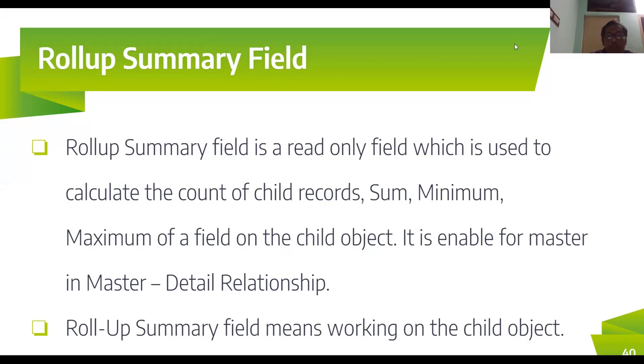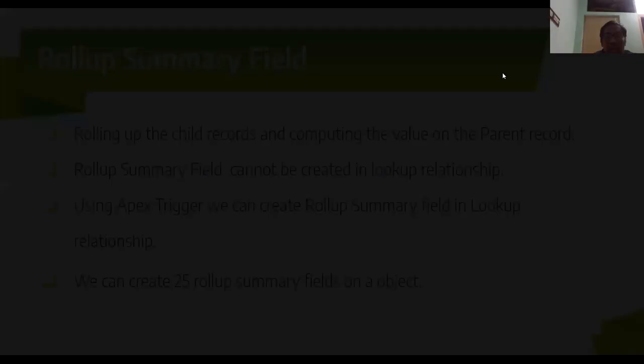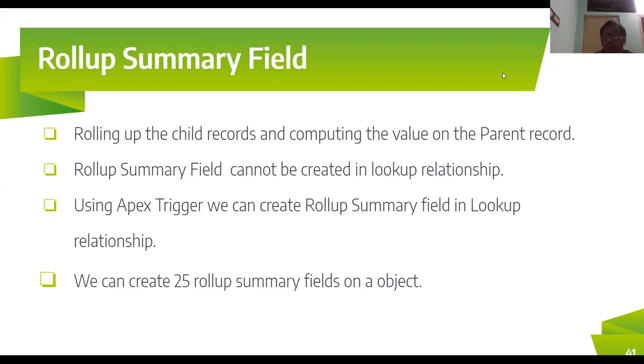So what do we do using Rollup summary? We calculate the count, maximum, minimum, or sum of fields, and then we display it on the master object. Rollup summary fields work on the child object, rolling up the child records and displaying the computed value on the parent record. That is what rollup summary is all about.